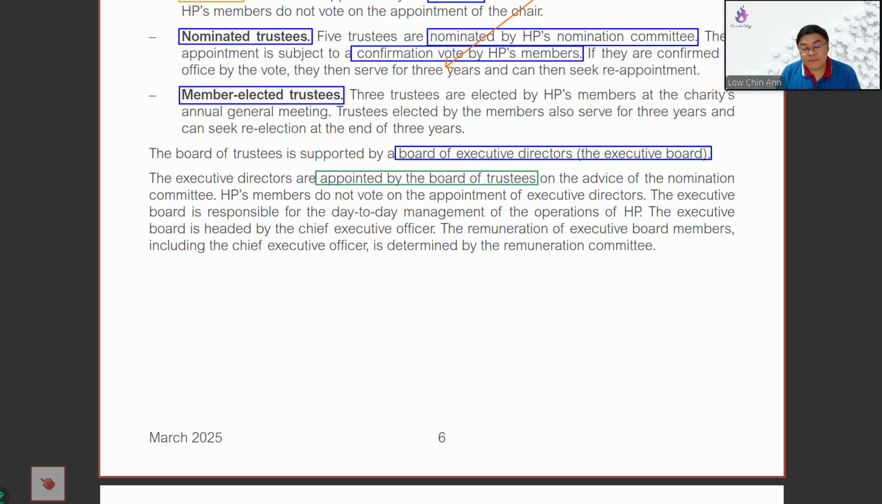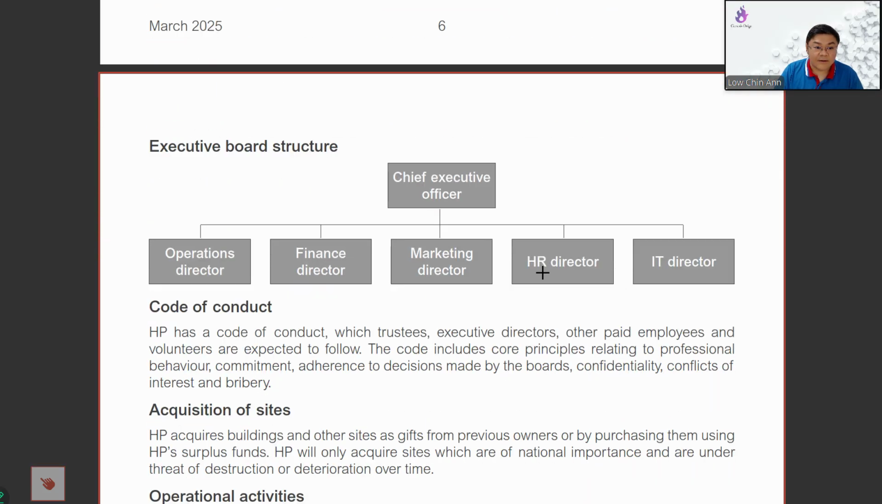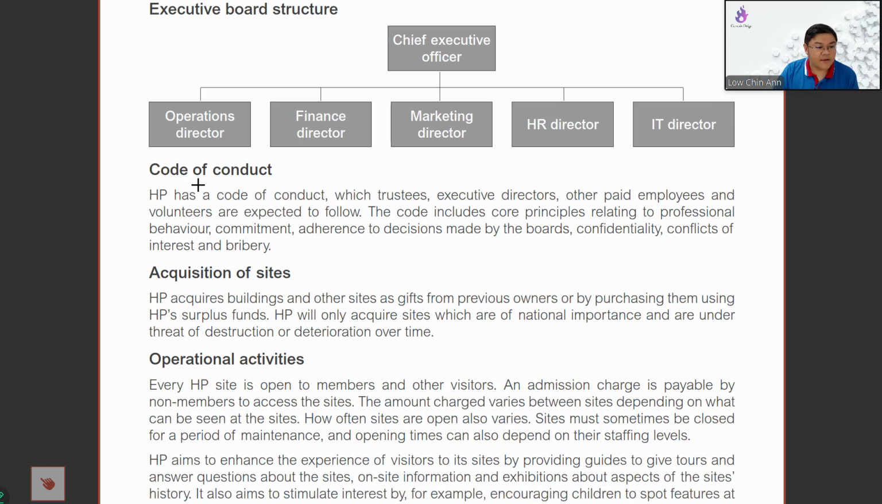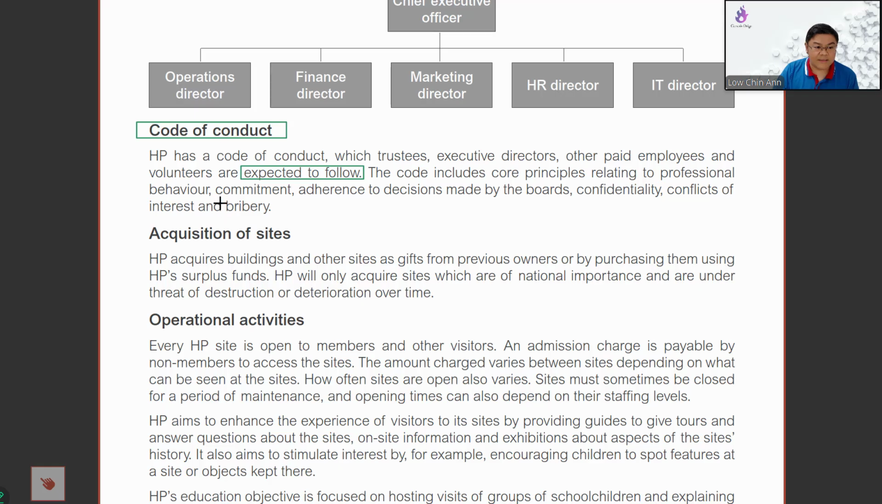Okay. And since they are also responsible for the strategic direction, they can ask you things concerning their growth strategies. I don't know whether the information has it, but we'll take a look later. Now, the executive board structure: the CEO, operations, finance, marketing, HR, IT directors. There's a code of conduct which trustees, EDs, paid employees and volunteers, everybody is supposed to follow. The code includes core principles relating to professional behavior, commitment, adherence to decisions made by the board, confidentiality, conflict of interest, as well as bribery.